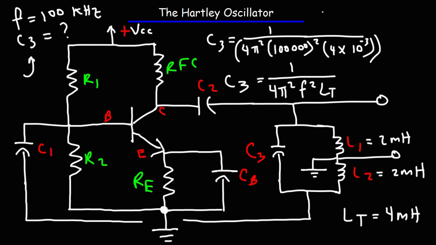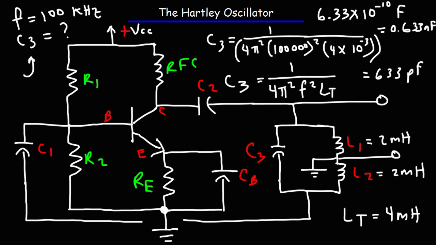So the value that I got is 6.33 times 10 to the minus 10 farads. I'm going to divide that by 1 times 10 to the minus 9 to convert it to nanofarads. So this is equivalent to 0.633 nanofarads. If you want to convert that to picofarads, multiply that by 1,000. So that's the same as 633 picofarads. So that's the value of C3 that you need in order to obtain an oscillation at 100 kilohertz, theoretically speaking.